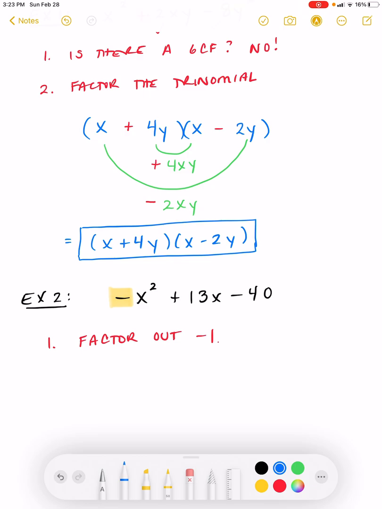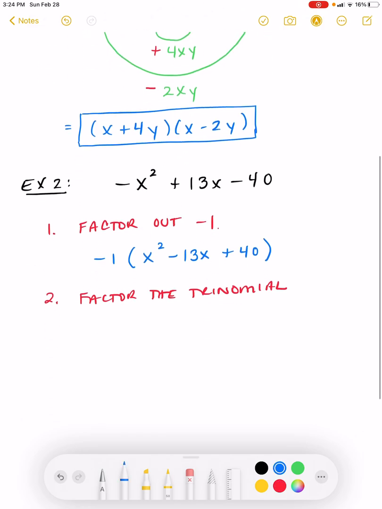So by factoring out the negative 1, all that's going to happen is when we divide all three of these terms by negative 1, they're going to turn into the opposite. So this negative x squared is going to turn into a positive x squared, which is what we want before we try to factor that trinomial. We want the first term to be positive. The positive 13x is going to become minus 13x, and negative 40 divided by negative 1 is going to become plus 40. So if we look at this, by factoring out that negative 1, the leading coefficient is positive and everything else became the opposite. So now what we can do is factor the trinomial.